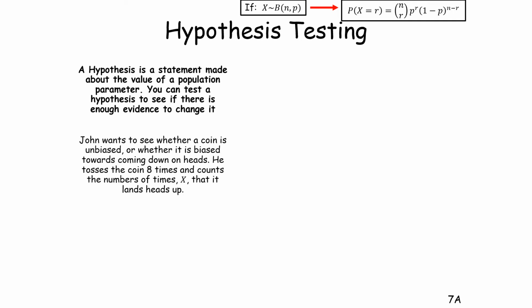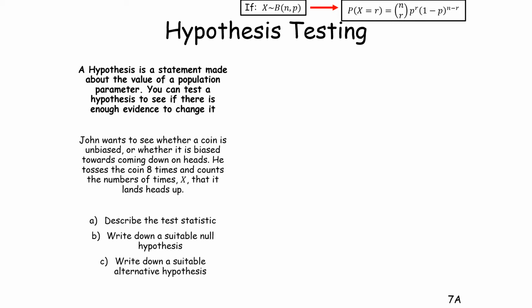So let's have a look at this. John wants to see whether a coin is unbiased or whether it is biased towards coming down on heads. He tossed it 8 times and he counts the number of times x that it lands on heads. So we've been asked to describe the test statistic, write down a suitable null hypothesis, and write down a suitable alternative hypothesis. So the test statistic here is the number of heads we get from 8 tosses.